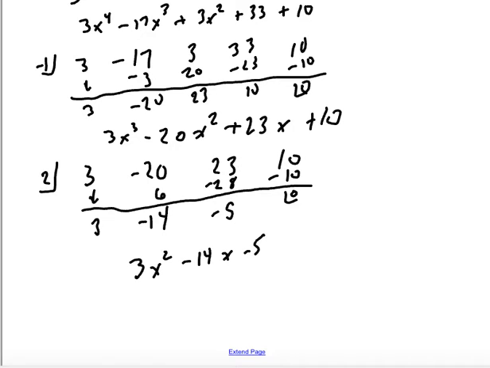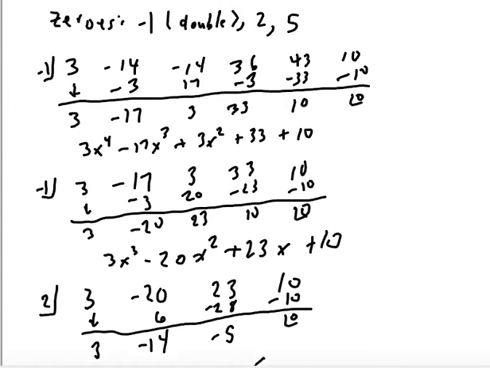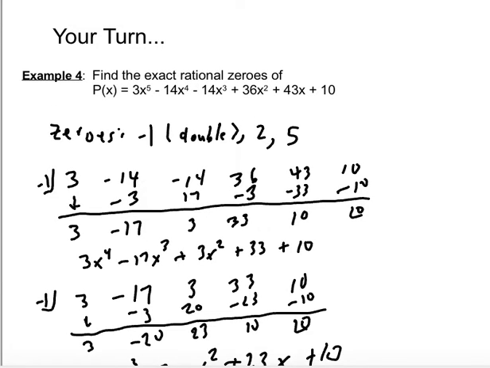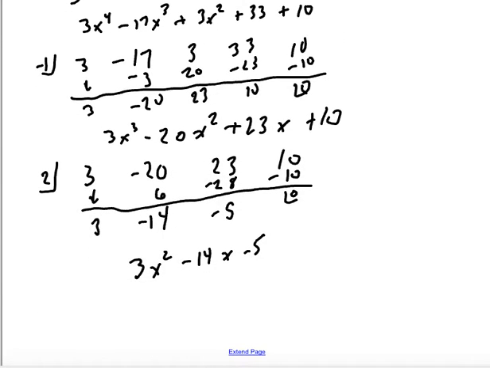Now we still have another 0. It's up to you because we still need to find the other 0, but we could either use synthetic division again and put the 5 in there, or we could use the quadratic formula, or we could try to factor this. It doesn't matter. Maybe I'll try to factor this. I could use my synthetic division again.